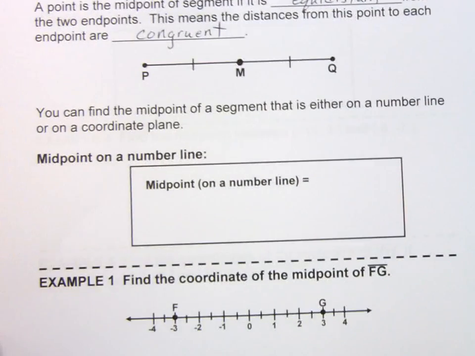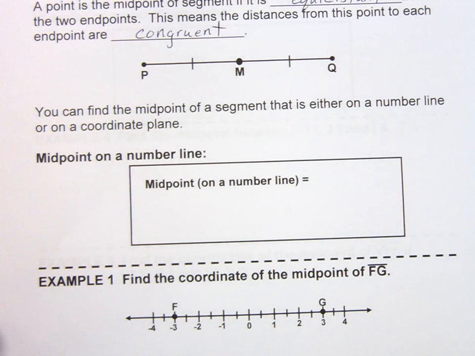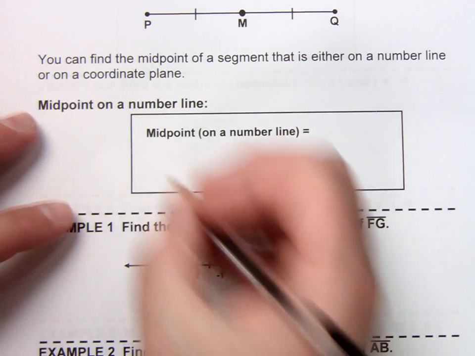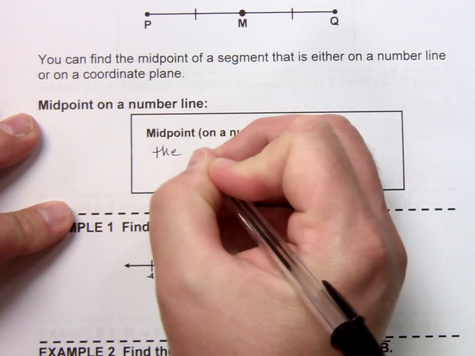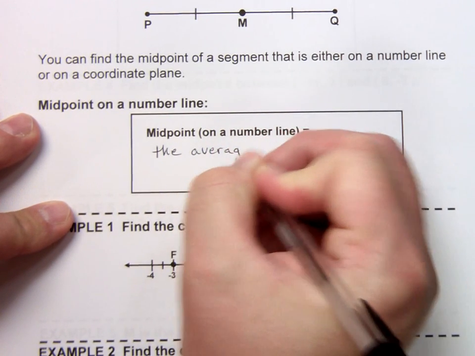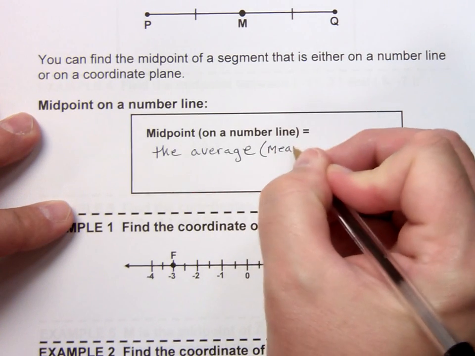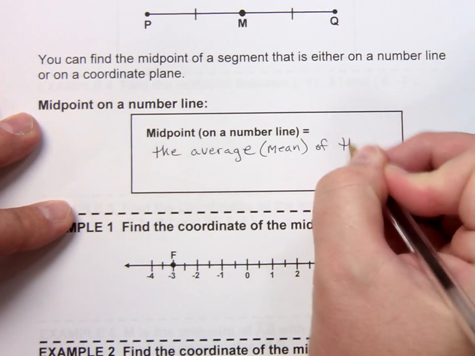Alright, you can find the midpoint of a segment that is either on a number line or coordinate plane. So when you're in a number line, you're just dealing with one dimension. When you're in a coordinate plane, you're dealing with two dimensions. A midpoint is right in the middle. Therefore, its coordinates will always be the average of the coordinates of the endpoints. So if you want to find the midpoint, just find the average or mean of the coordinates of the endpoints.